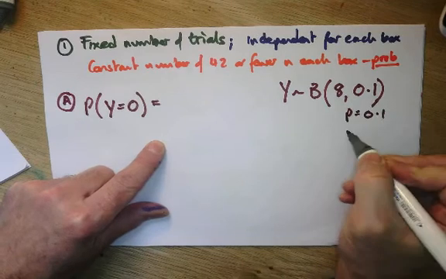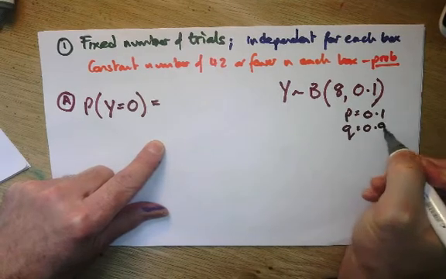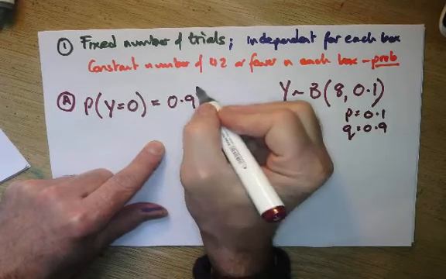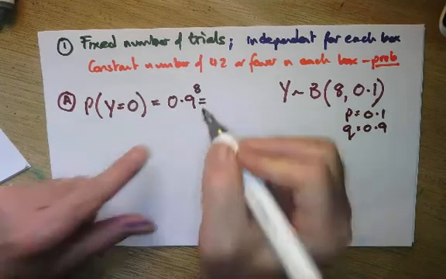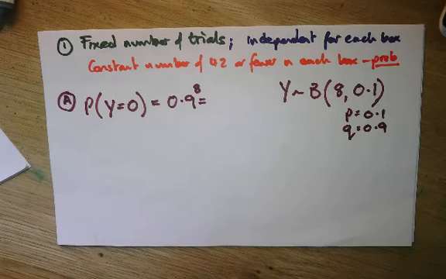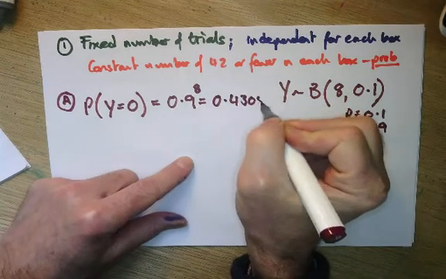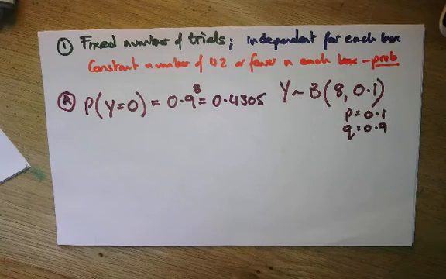Now remember, P here is 0.1, Q, the probability of failure, is 1 minus that. So we'd say it's 0.9 to the power of 8. And of course you can use your calculator to work that out, and you should come out with, I believe, that. So that's the first part.